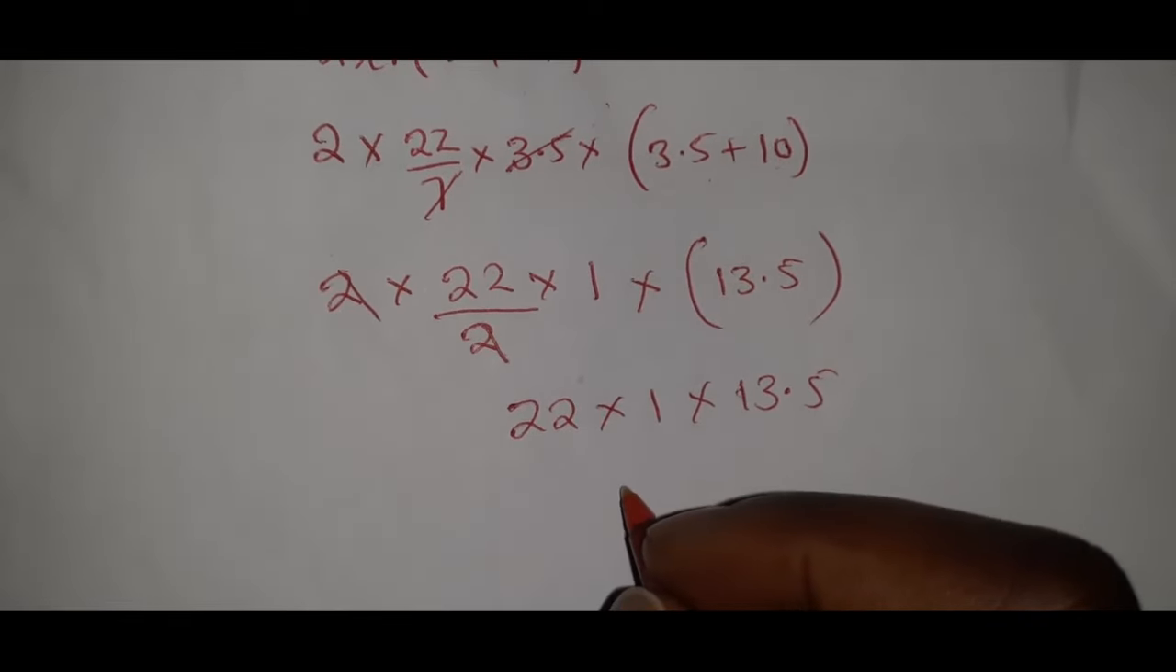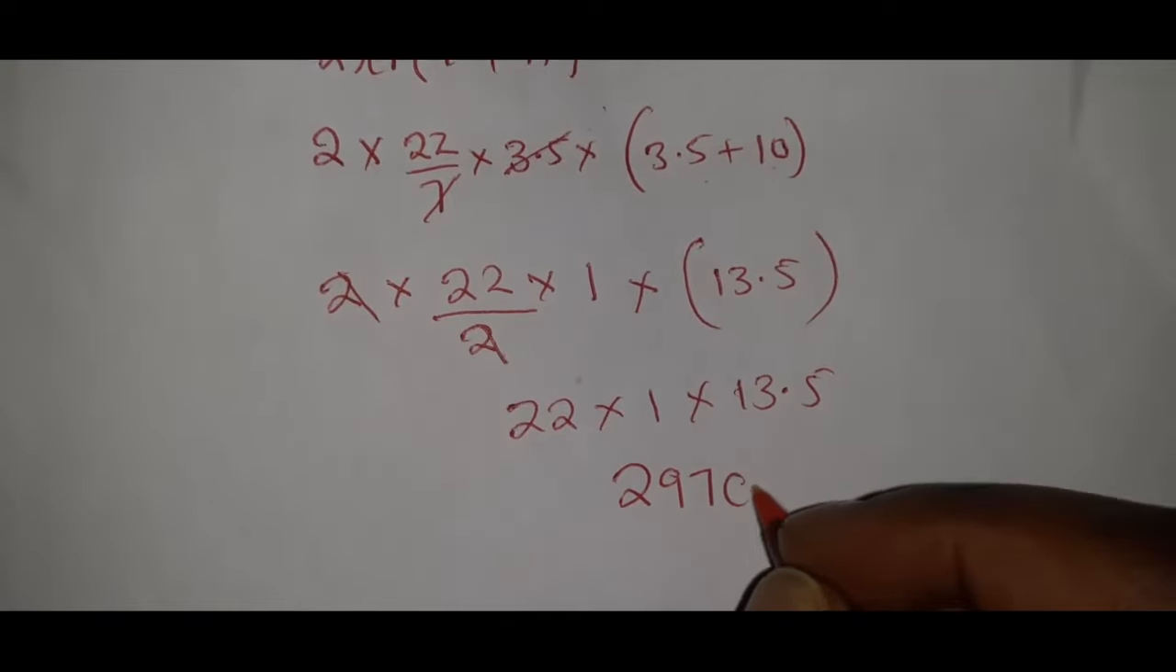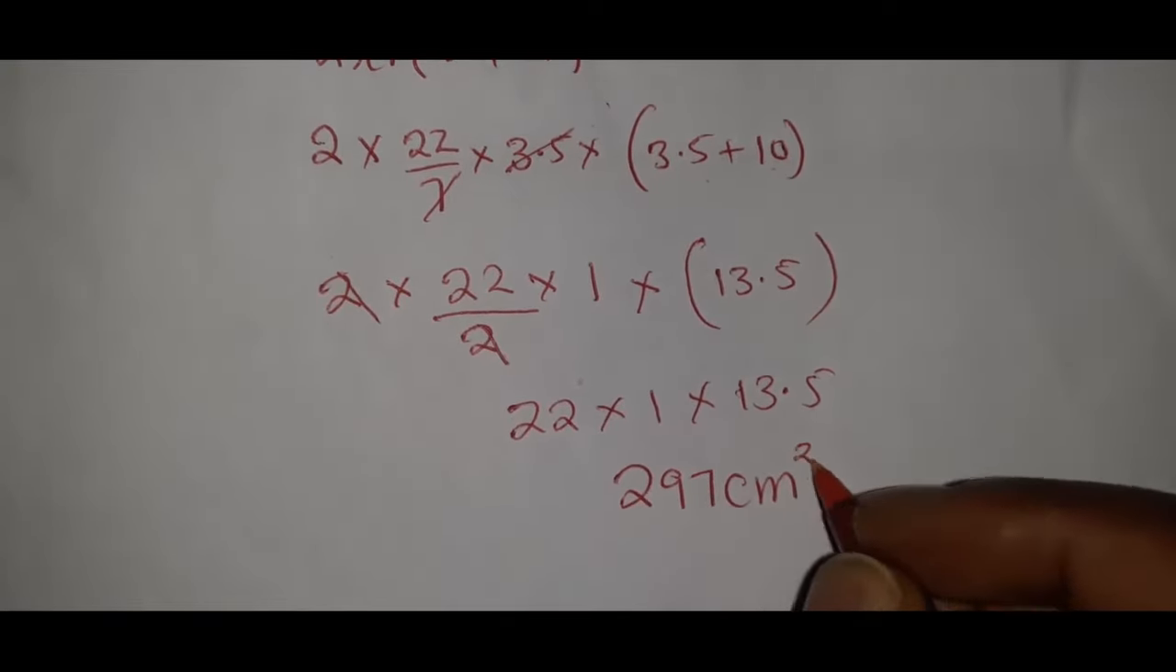Okay, so we're going to get 297 centimeters squared. That's what we're going to get here. Go to the next one.